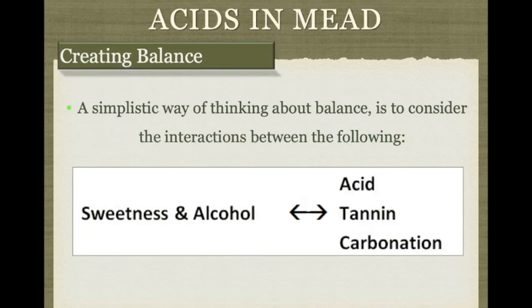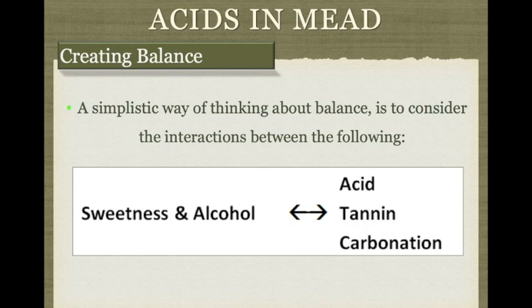So when we think of balance, we think of two sides, and this is a little oversimplified, but basically sweetness from sugar and alcohol are one side of the equation, and on the other side we have acid, tannin, and carbonation. And so if you have a sweet or semi-sweet mead, it might seem out of balance, it might seem syrupy or cloying, and you could balance that by adding acid or maybe tannin, or you might decide to carbonate it. All of those things can help reduce the perception of sweetness and make it seem more in balance.